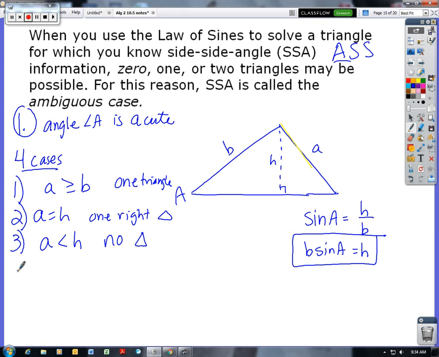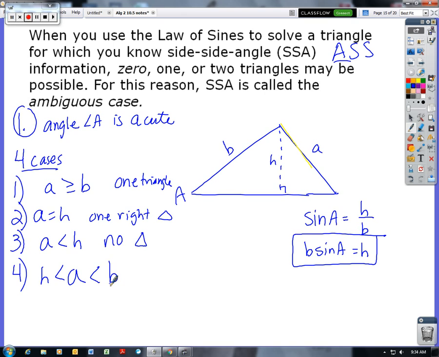This is impossible. There is no triangle. And then the fourth one is the trickiest one. That's when A is between h and b. So A is greater than h, but less than b. And what happens with that, I wish I could animate this.